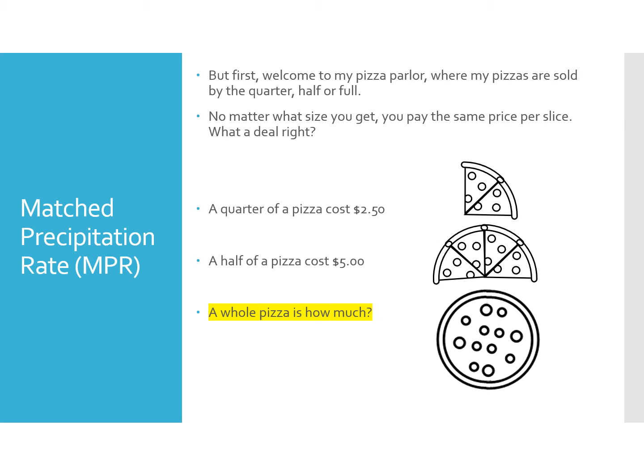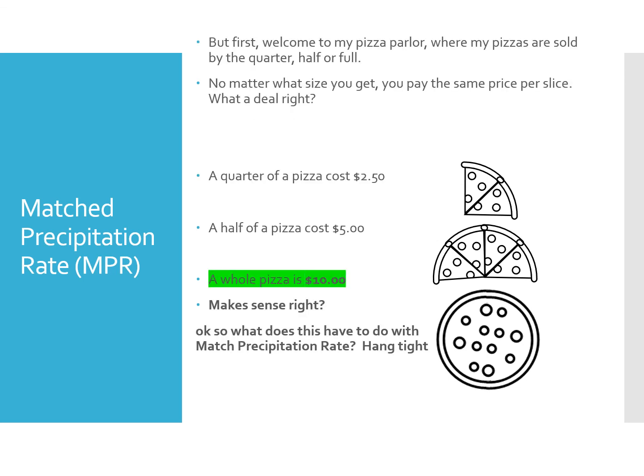So then how much should a whole pizza be? Well, if a half a pizza is $5, you should be able to figure out how much money a whole pizza is going to run you. Okay, so the price of a whole pizza was $10. Did you guess that? You probably did. Okay, so what does that have to do with matched precipitation rate? Okay, hang tight.